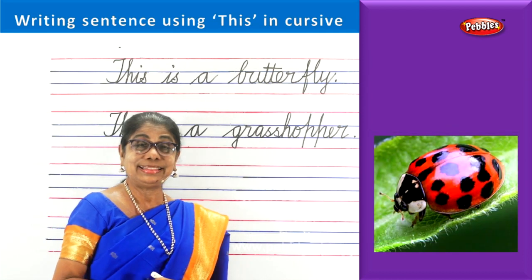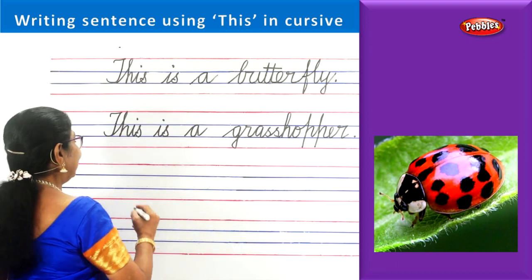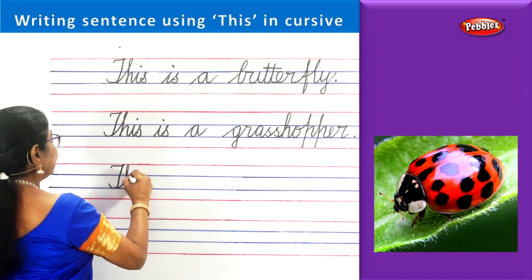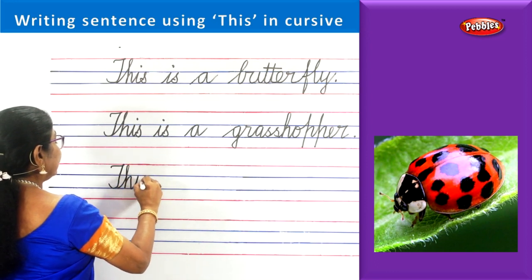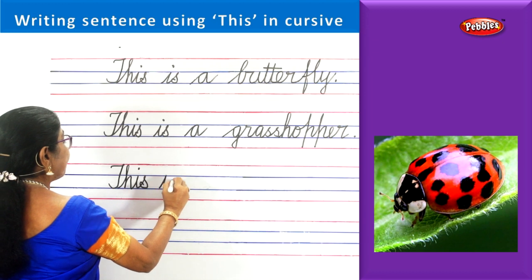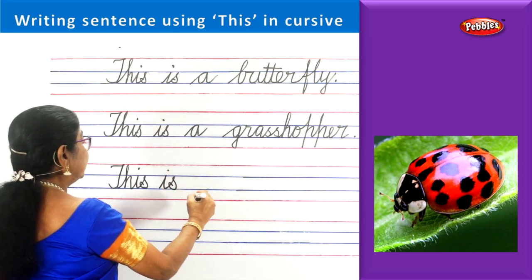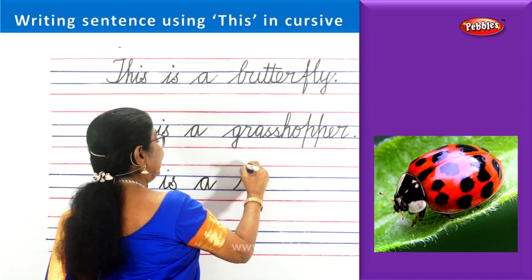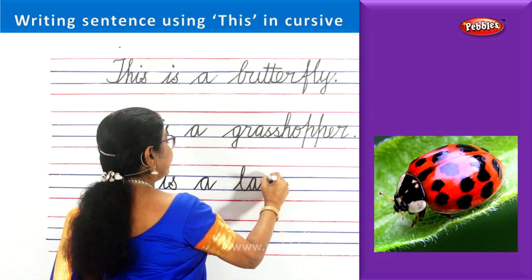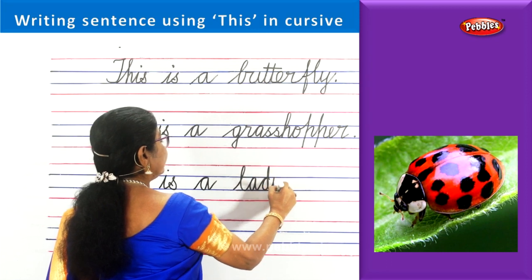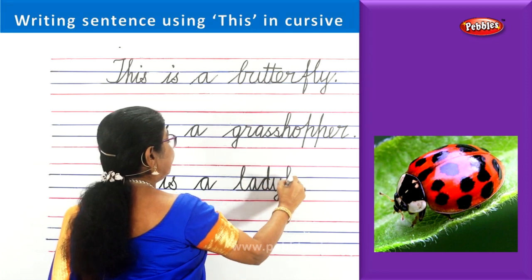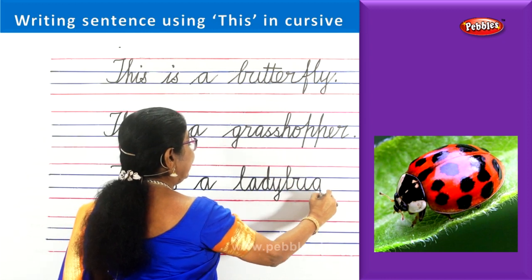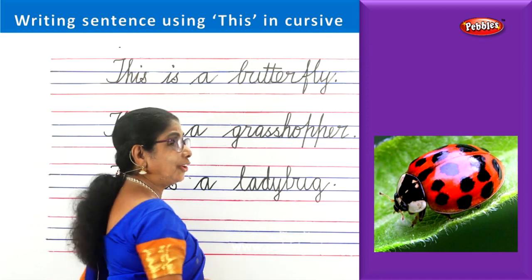Ladybug. This is a ladybug. This is a ladybug. Ladybug is red with black dot on it.